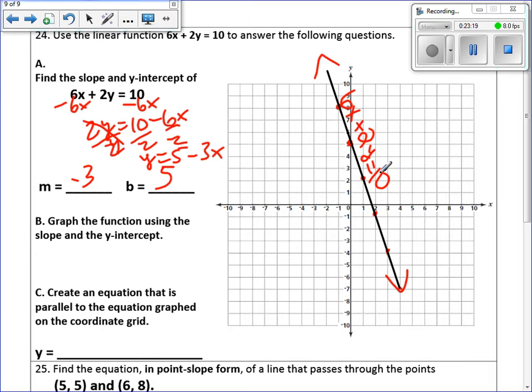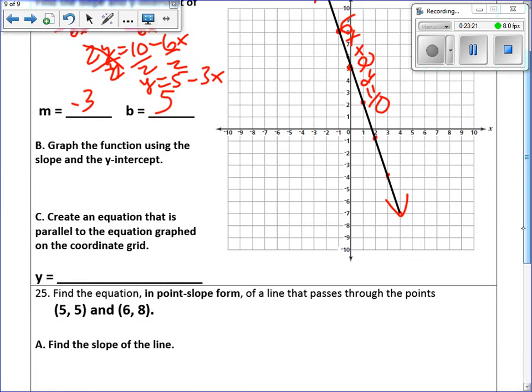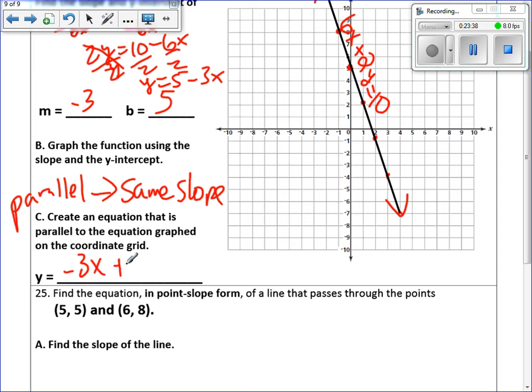Create an equation that is parallel to the equation graphed on the coordinate grid. Well, we know that parallel lines have the same slope. Parallel, same slope. So the slope has to be negative 3. So y equals negative 3x plus 1. Any number other than 5 will work there.